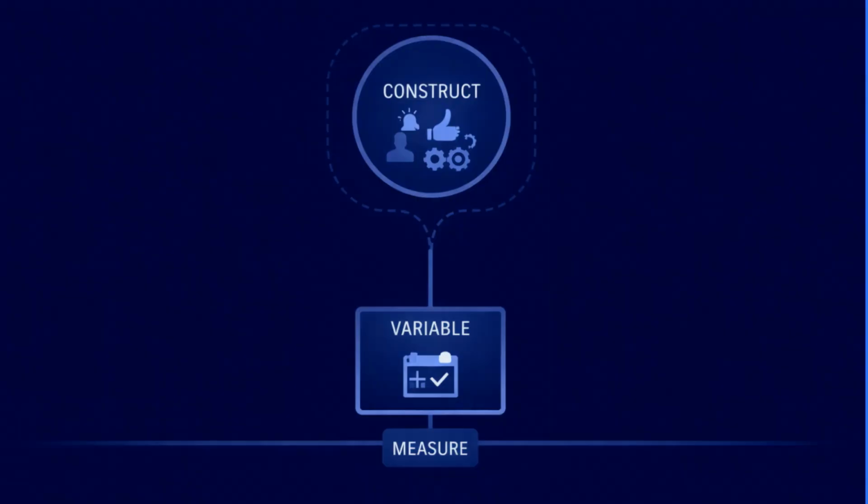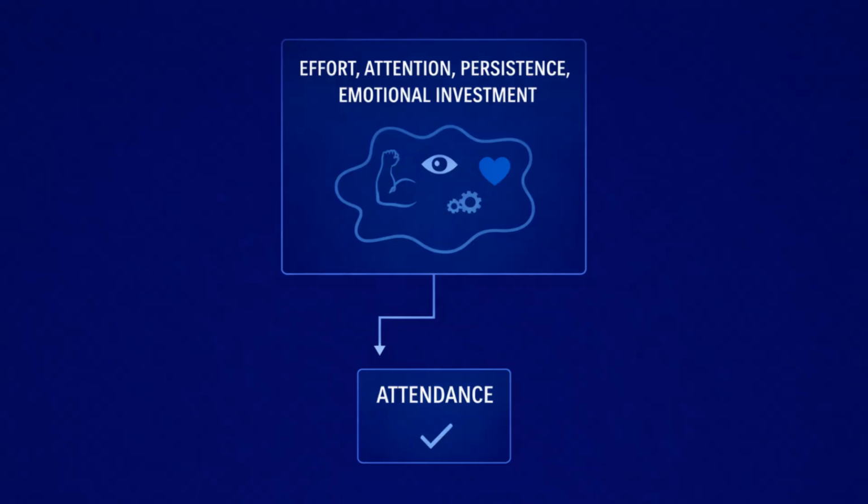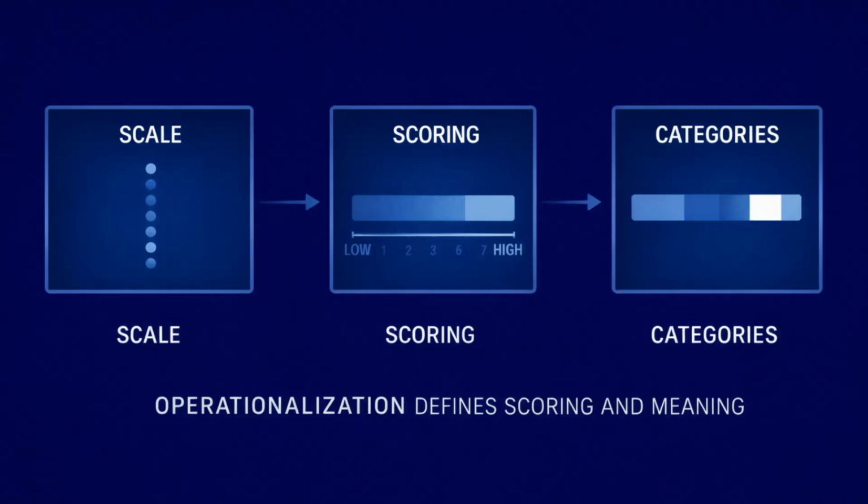Another misalignment is oversimplifying a construct into a narrow variable that cannot support the claim being made. For example, claiming to study engagement, but using attendance as the only variable. Attendance may be related, but it does not capture effort, attention, persistence, or emotional investment. The construct is complex, but the variable is too narrow to represent it.